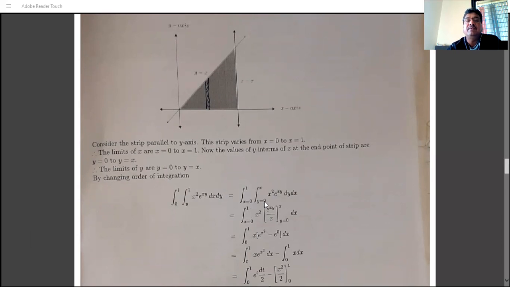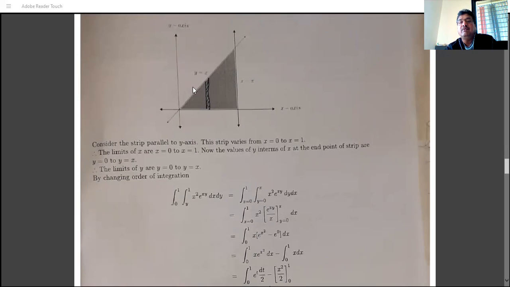So y is equal to, why can we write here y is equal to? Because integration is with respect to y first now. So take a strip parallel to the y axis. This is the strip parallel to the y axis, and one end touches the line y is equal to 0, the x axis. So y is equal to 0 is the lower limit. And the other end of the strip touches the line y is equal to x, so y is equal to x is the upper limit.